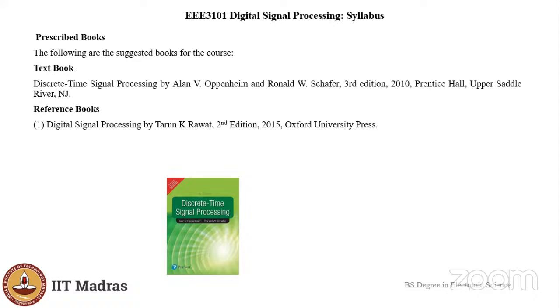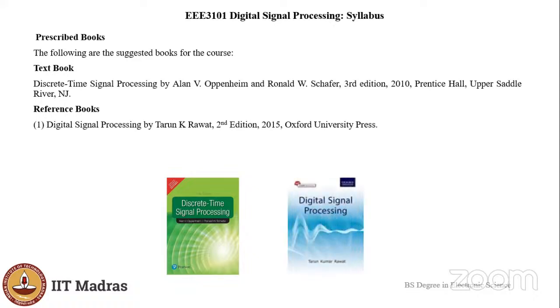The first reference book, which will be used in majority by the professor, is Digital Signal Processing by Tarun K. Rawat. You can search in Google. It has a large number of solved examples which will help you. This book is by Oxford University Press. So these 2 books will be used predominantly by the professor, particularly Tarun K. Rawat.